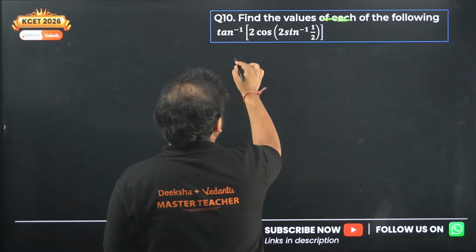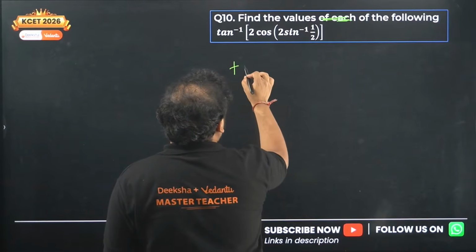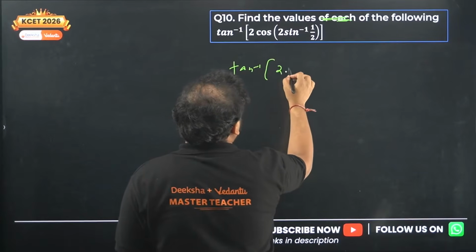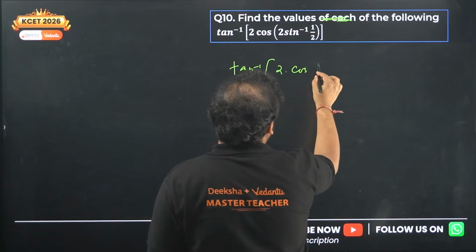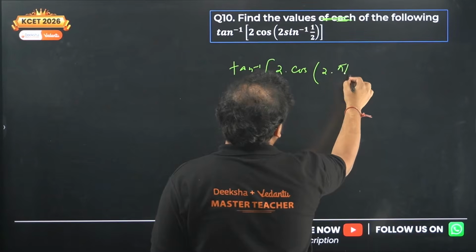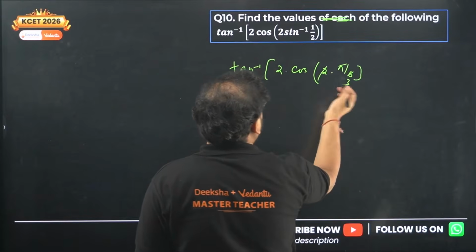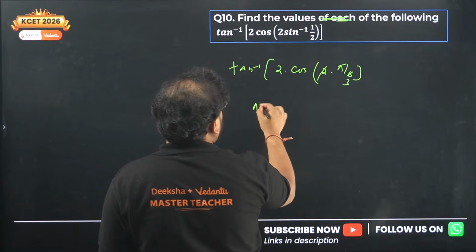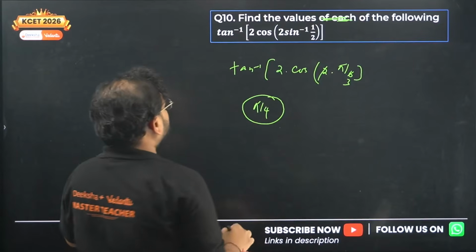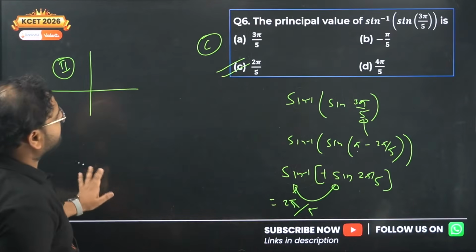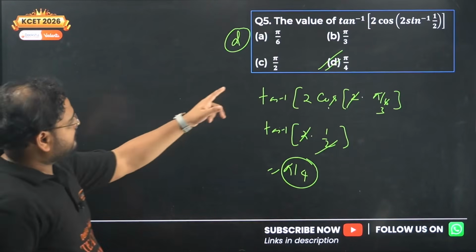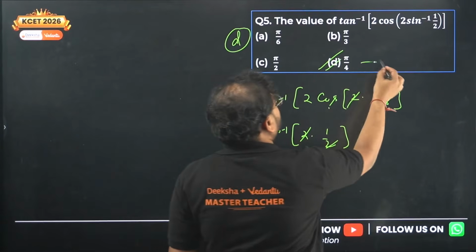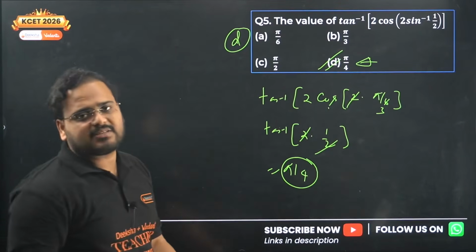Okay, let's go like this. Tan inverse, I think I solved this question already. 2 into cos, 2 into pi by 6. Yes, I think I solved it. It was coming as pi by 4. Please check, guys. The same was a PYQ over here. It was pi by 4.